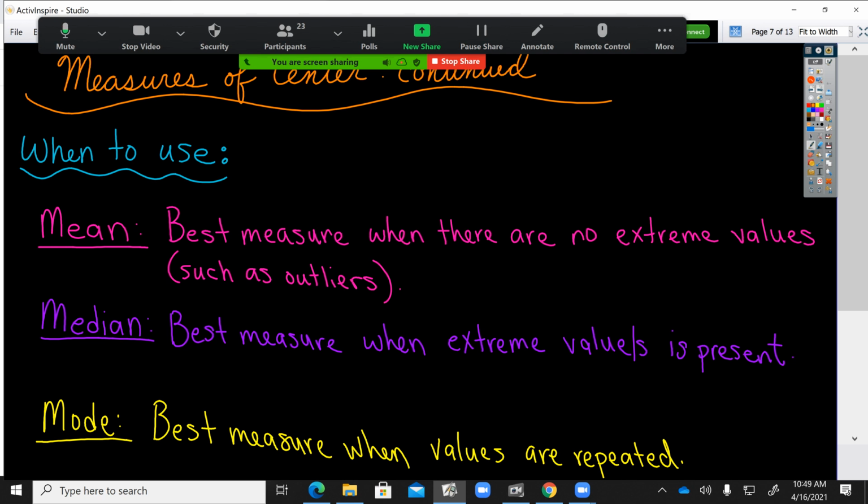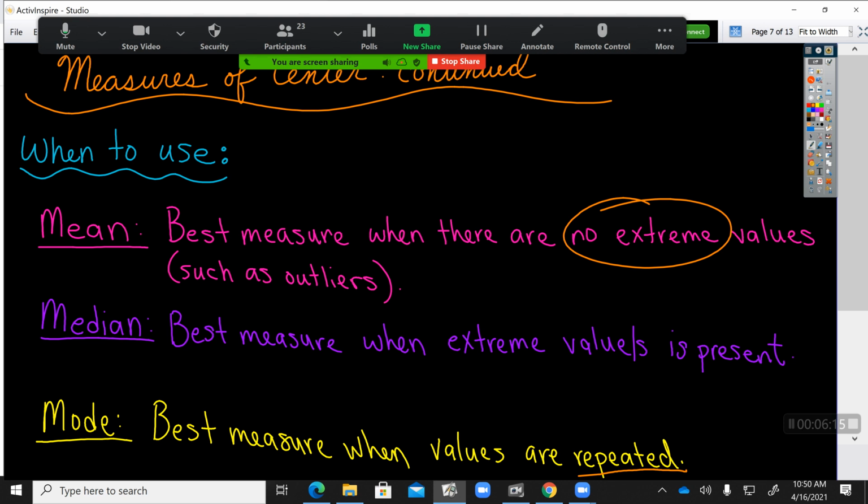For the mean, the average, this is the best measure to use when there's no extreme values. The best measure to use when there are extreme values is the median. And the best measure to use when there's a lot of numbers repeated is the mode.